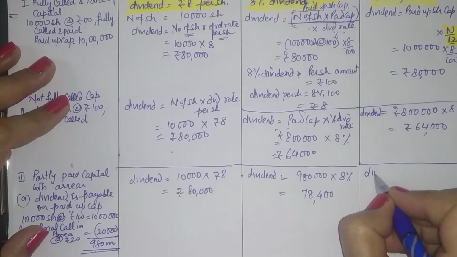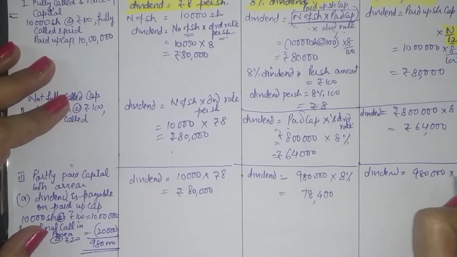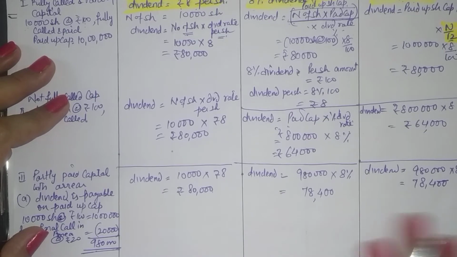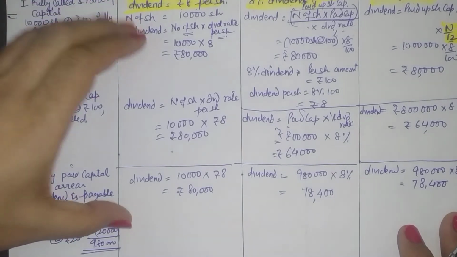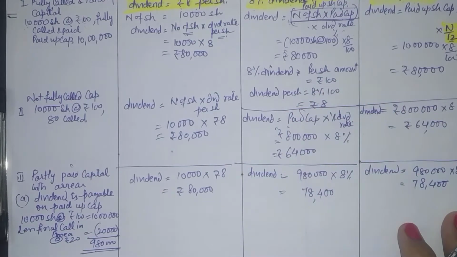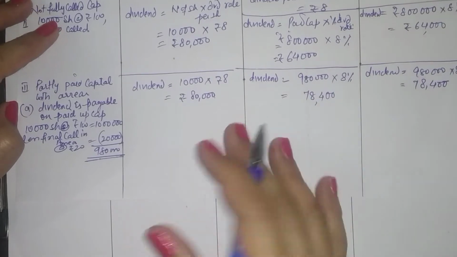In the third case, the same amount of dividend shall appear because we are not having any difference in the time period. Okay, so same 78,400. So you see, a rate per share and a percentage rate will give you two different answers when your shares are having arrears. Now in case of arrears, there is another rule.